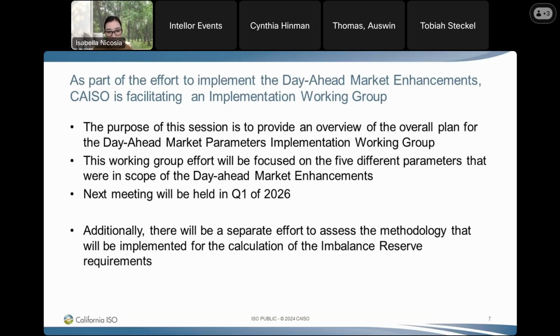Okay, and then in addition, you say that there will be a separate effort to assess the methodology for the imbalance reserves. Do you have any color on that, like when that might occur? Yep, so that is also included in the working group schedule that we'll cover here in the next couple slides. Oh, okay, somehow I didn't see that. Okay, thanks.